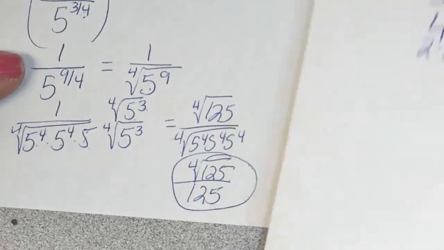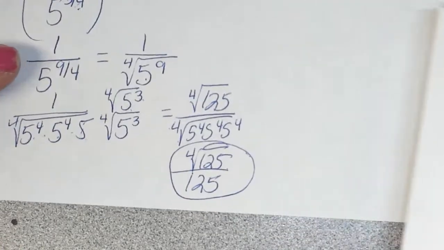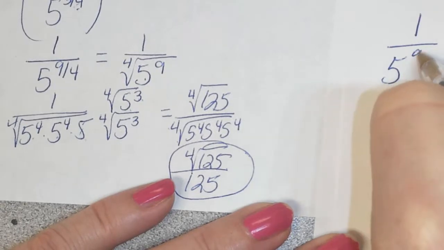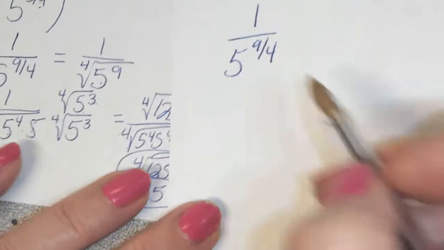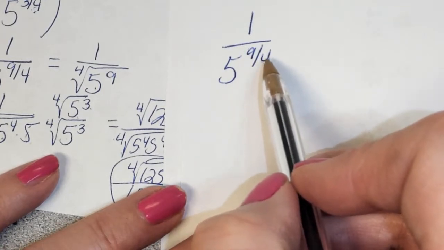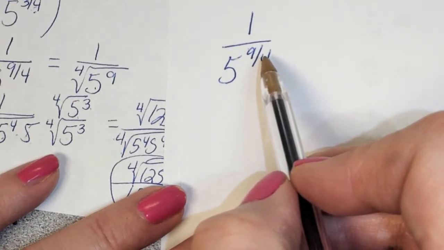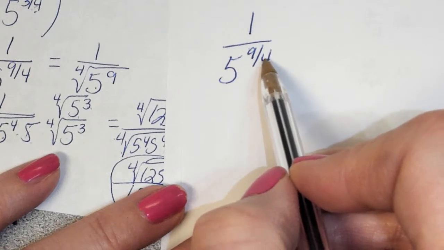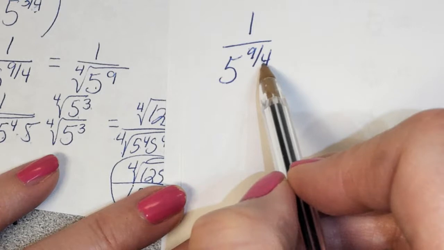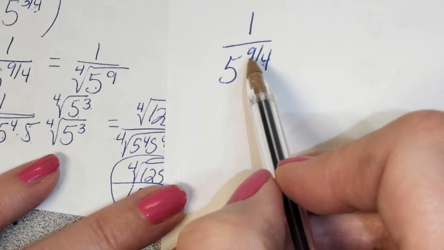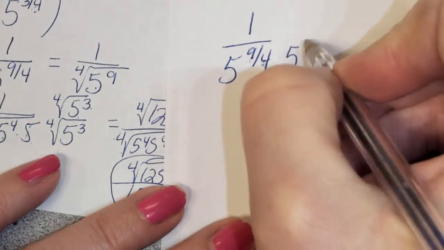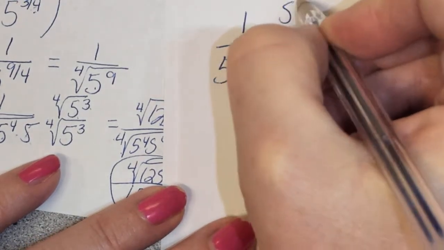Let me show you another way we could have done this and gotten through it a little quicker, but I just want to make sure everybody understood it, so I kind of did it the long way. If I have 1 over 5 to the 9/4, these must be evenly divisible for us to not have a radical in the denominator. What is the next number after 9 that's divisible by 4? 12. So how many more do I need? 3. So right here, I could have multiplied by 5 to the 3/4.